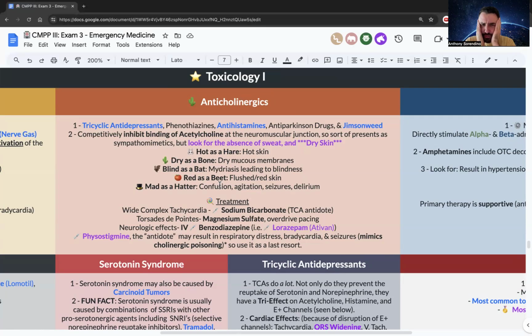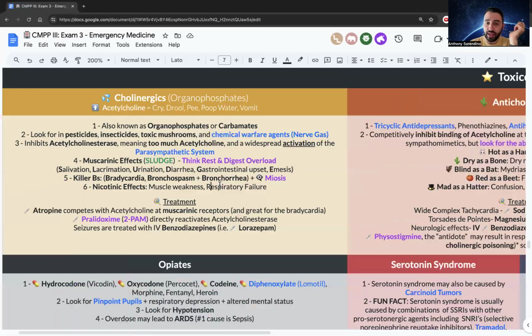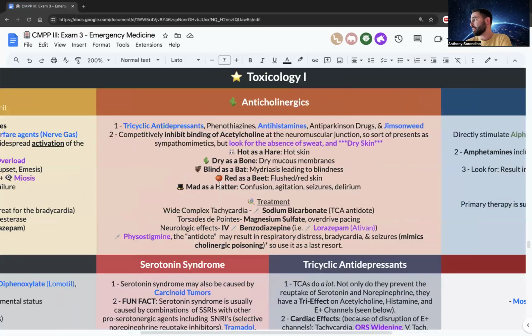All right. The treatment for this, TCA has its own antidote, which we'll talk about. If you see torsades, you want to give magnesium. Oh, but the antidote you want to know, it's called physostigmine. So that's going to be the antidote. However, you want to be careful because it can put you over into the cholinergic bucket here and mimic poisoning. So you want to use that as a last resort.